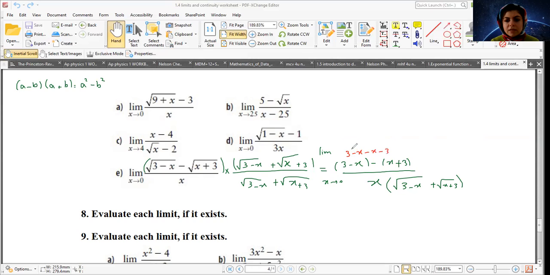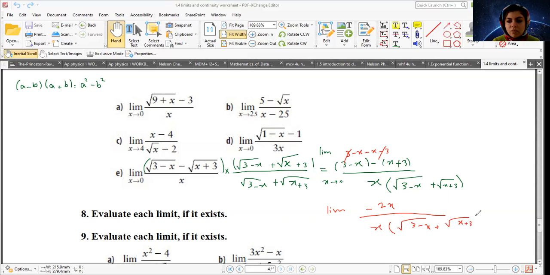Sorry, the x is not canceling. The 3 and 3 cancel. And you have negative 2x in the numerator. X here. The square root of 3 minus x plus the square root of x plus 3.